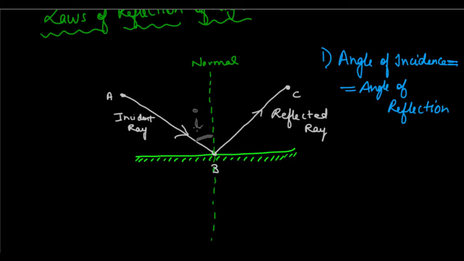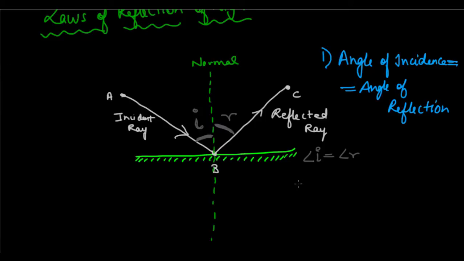It is denoted by i. Then the angle of reflection, I think you can guess this. This is the angle between the reflected ray and the normal. This angle here is the angle of reflection. Now, it has been seen that the angle of incidence is always equal to the angle of reflection. That's the first law of reflection.